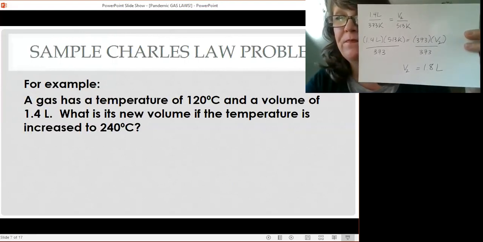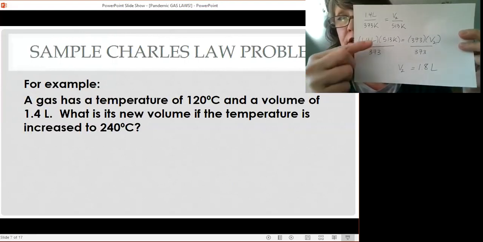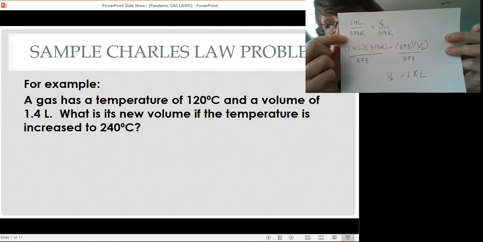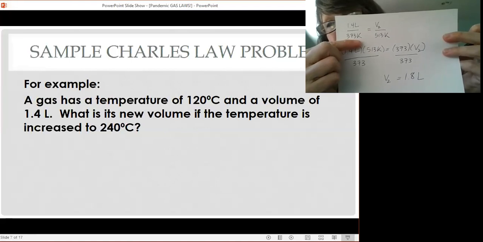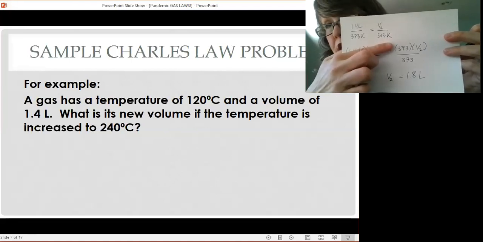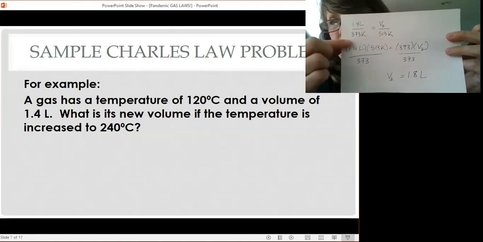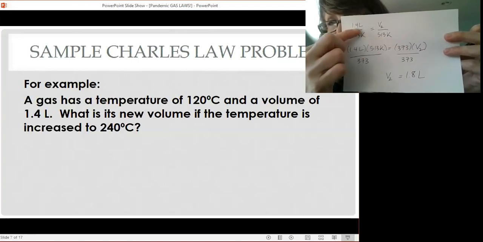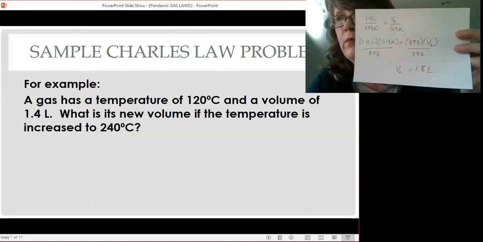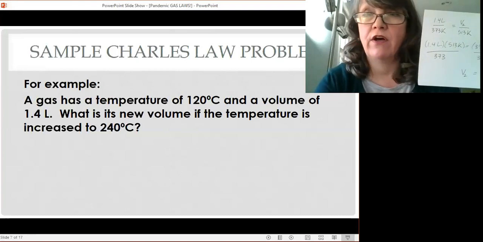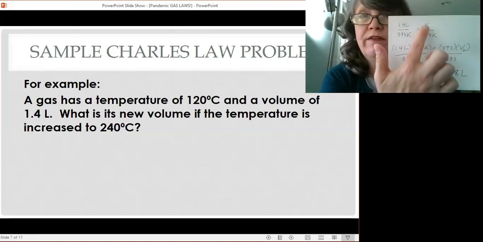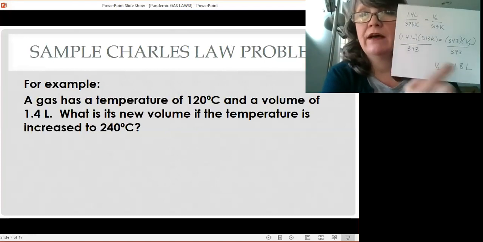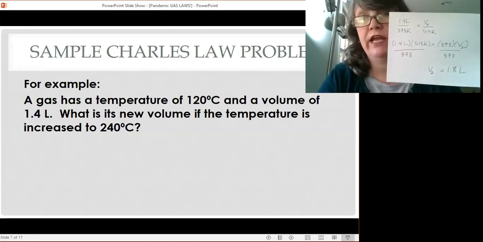So my new volume is 1.8 liters. Now let's look at what happened to our temperatures. I was at a temperature of 373 and it jumped up to 513. So my temperature went up. So what do I expect to happen to my volume? Well, remember we said they're directly proportional. If volume goes up, temperature goes up. So I do also expect my volume to go up. Did that happen? Yeah, it went from 1.4 to 1.8.